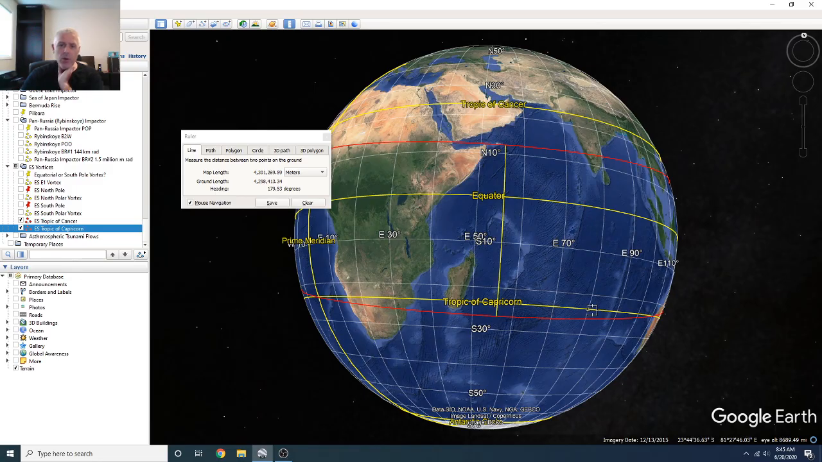Bam. All right, so the distance from the ES Tropic of Cancer to the ES Tropic of Capricorn is a total of 4 million. 4 million, right? Yep.